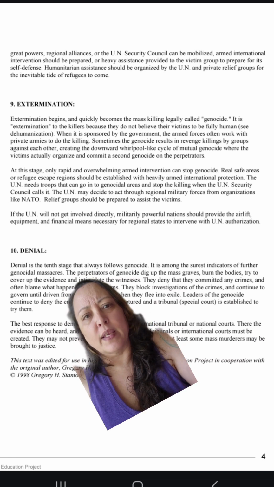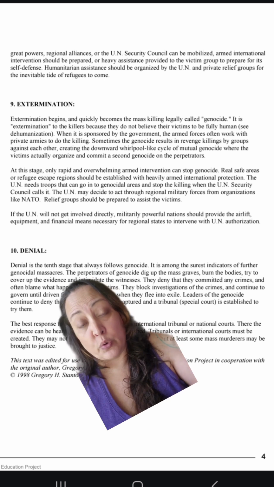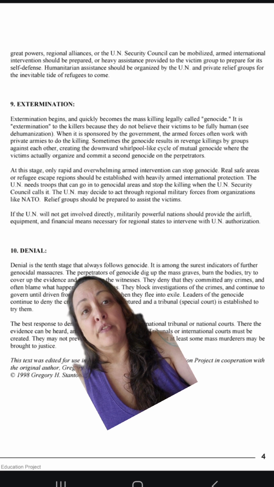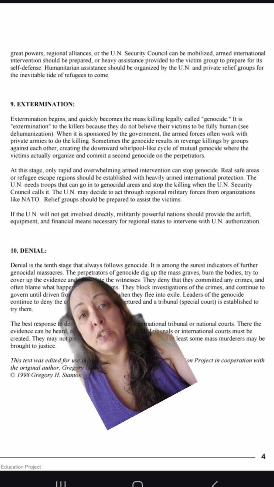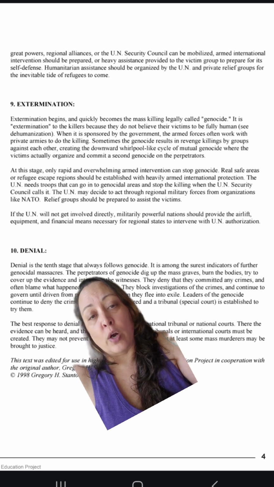When it is sponsored by the government, the armed forces often work with private armies to do the killing. We've just outsourced it to El Salvador for us. Sometimes the genocide results in revenge killings by groups against each other, creating the downward whirlpool-like cycle of mutual genocide, where the victims actually organize and commit a second genocide on the perpetrators. At this stage, only rapid and overwhelming armed intervention can stop genocide.